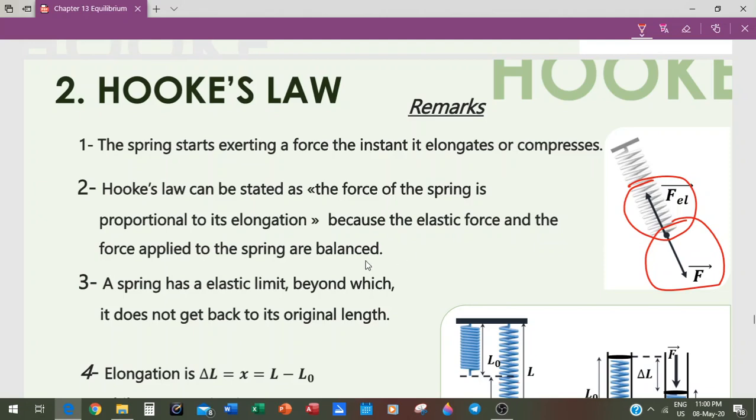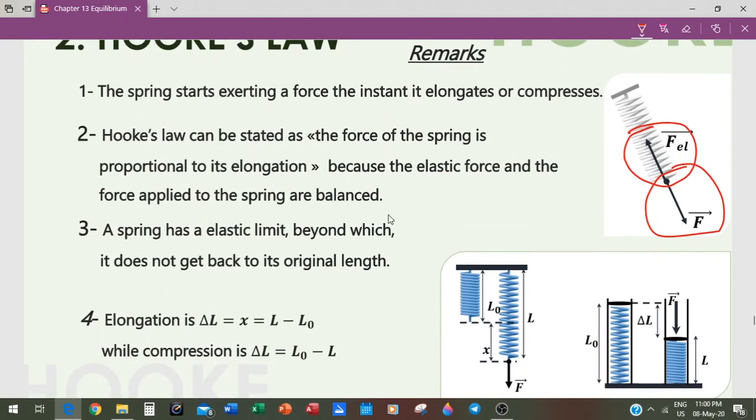The elongation is due to the force applied by the spring, and the force applied by the spring may be the weight or may be the tension. But these two forces, as you know, the weight and the tension, are balanced. They may cancel each other, okay? They are balanced: W equals T.